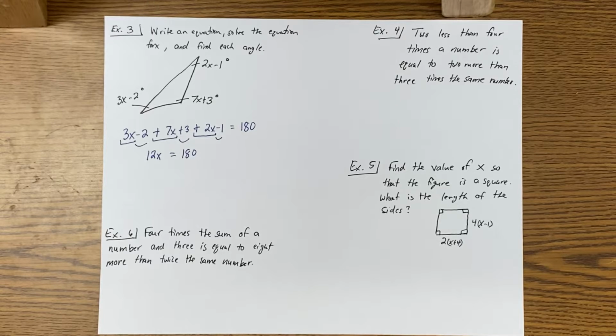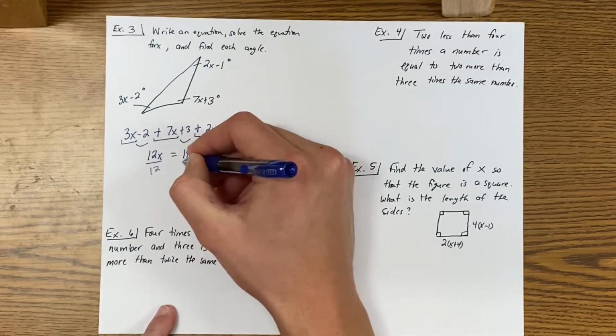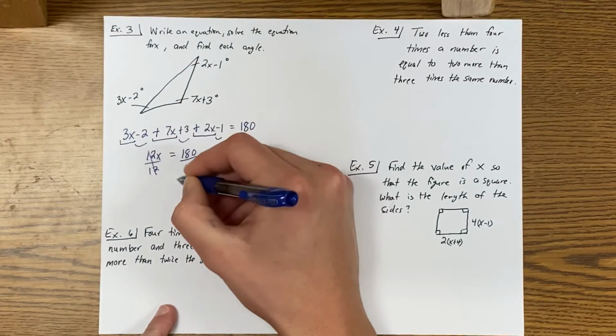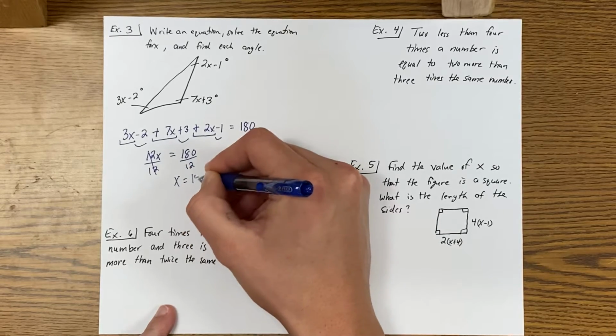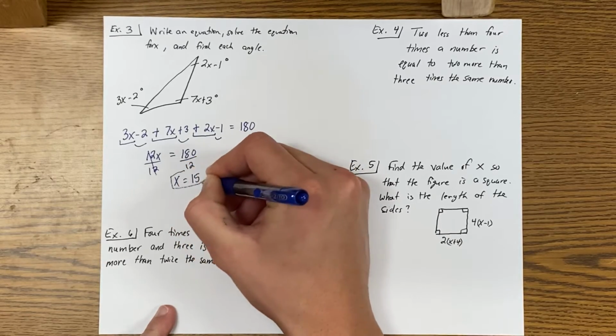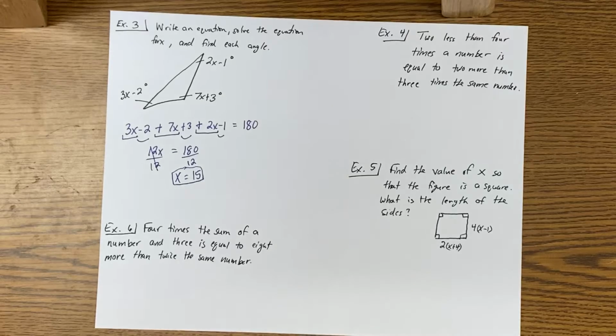So we're going to divide both sides by 12 so that we can isolate the variable x. So divide by 12, and we get 180 divided by 12 is 15. So we know x equals 15. So that's the first part. Now they want us to find each angle.